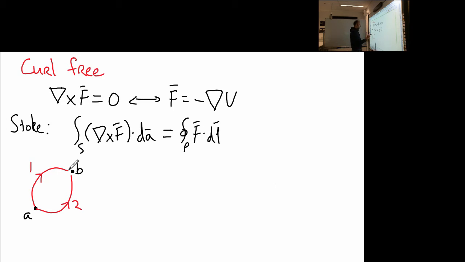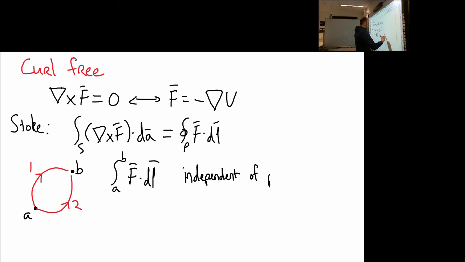Okay, so essentially what we can write is the integral from A to B of f dot dl, and this is independent of the path. Okay, what does that mean? It means it depends only on the value at the endpoints. It's position dependent.